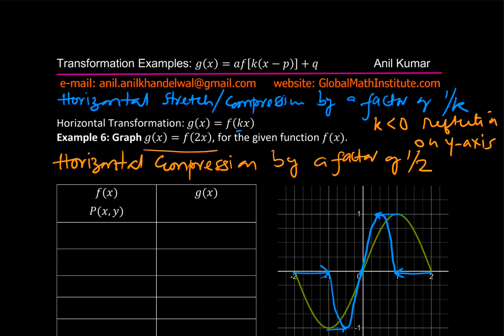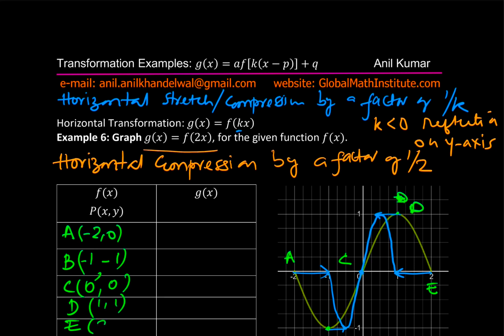Now you could also identify the points. Let's say these are critical points for us: A, B, C, D. Let's call this C only. Okay, D, and this is E. So we can now write down these points where A on this graph is minus 2, 0, and B is 1, minus 1. C in this case is 0, 0. D is 1, 1, and E is 2, 0.